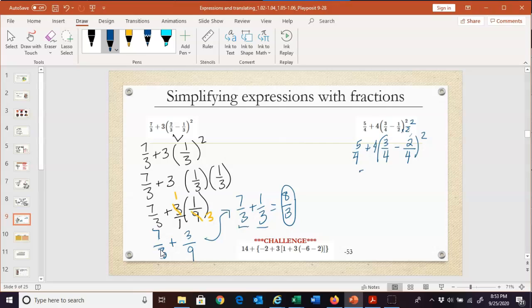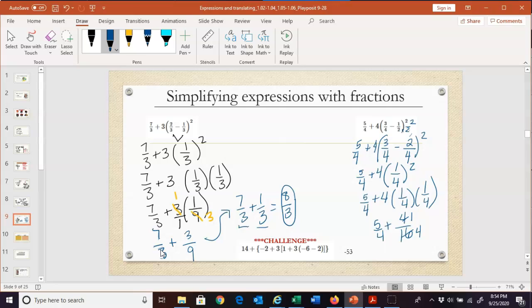All right, now we can go ahead and subtract those fractions. So 3 minus 2 is 1 over 4. And remember to square. We're just going to multiply 1/4 by 1/4. So you get 4 over 16. Now we know 4 over 16, that they must be able to reduce, right? They're factors of each other. So 4 goes into 4 once, and 4 goes into 16 4 times.